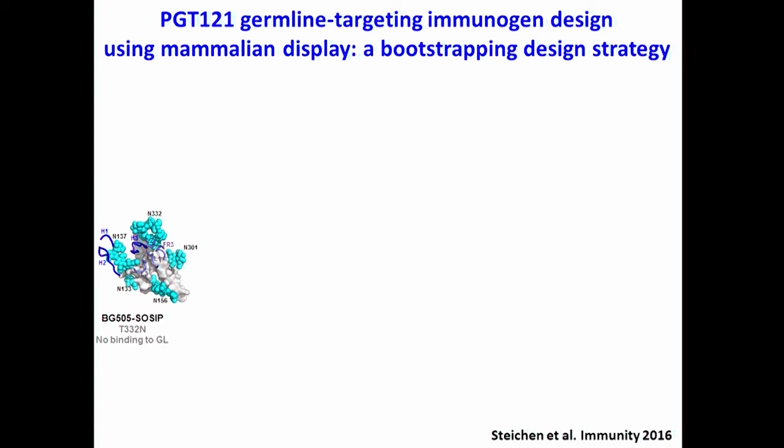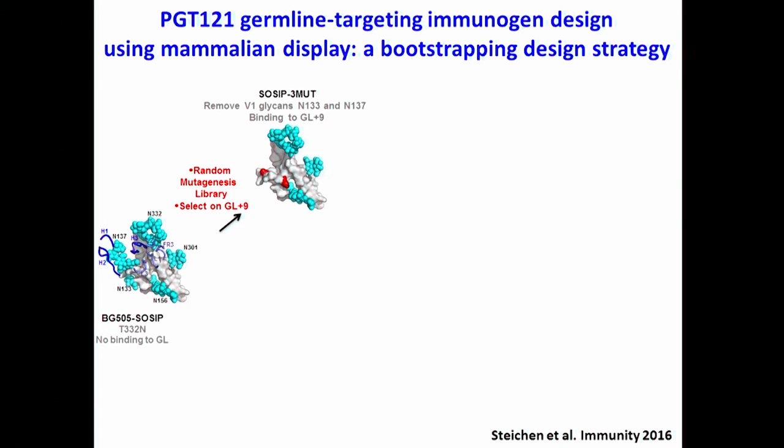And so this shows the epitope of PGT121 on GP120 here. So it binds between these 4 glycans, N137, N332, N301, and N156. And so because this is a glycan epitope, I used mammalian display directed evolution because that gives the proper glycans on the GP120. And initially I had started by screening libraries against the germline antibody, but I didn't find any mutants that bound to the germline. So I had to use this bootstrapping strategy.